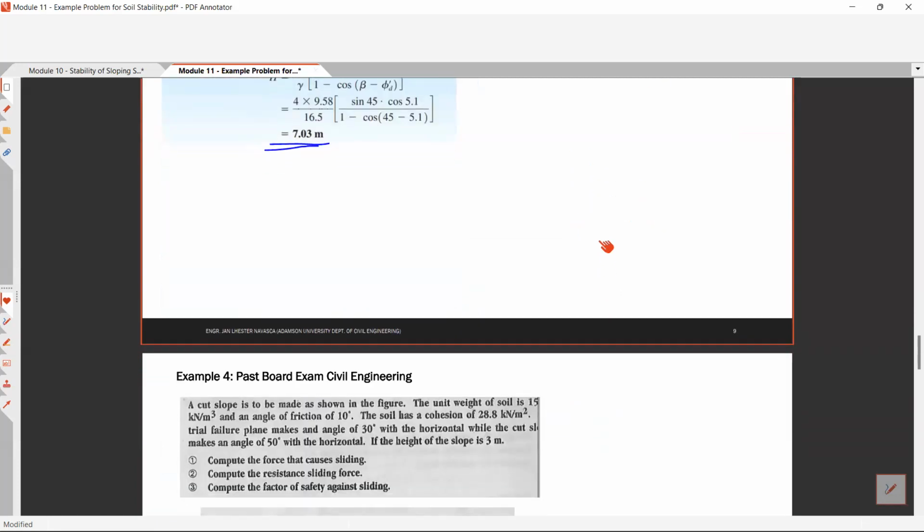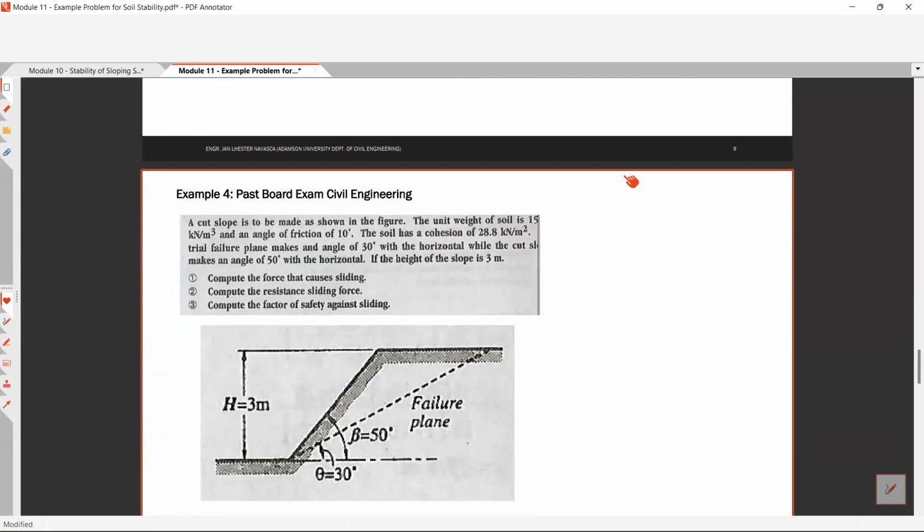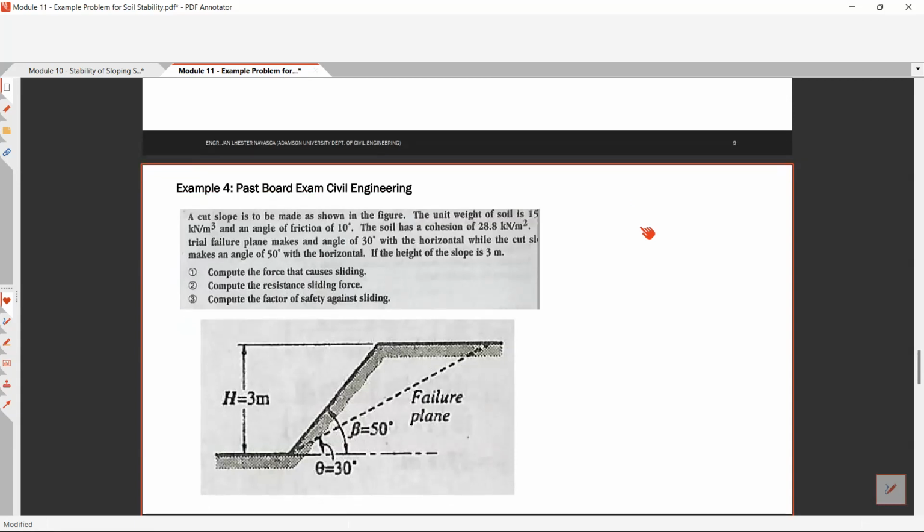Okay, so other example problems in finite slopes is to determine yung mga forces. So ito yung kalimitan lumalabas in the board exam. So this example problem is a past board exam, or past board civil engineering exam. Okay, so this one is again a finite slope.